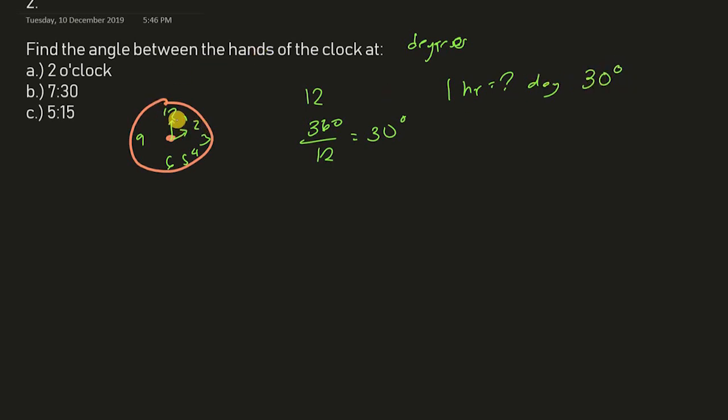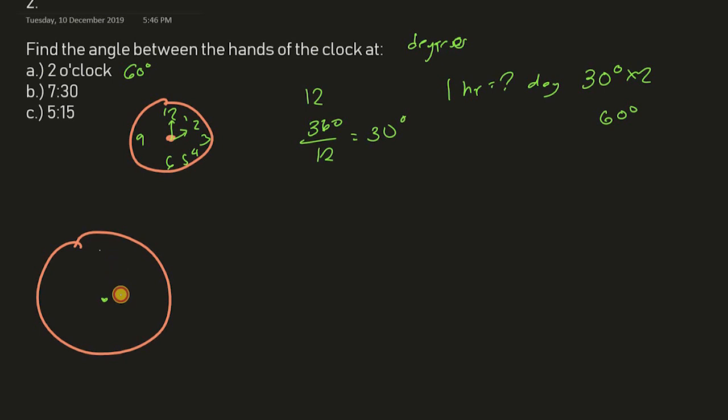So, kung mapapansin nyo dito, ilang oras ba? That's going to 1 and going to 2. Basically, that's 2 hours, which means it's 30 times 2. That's 60 degrees. Alright? So, at letter A, the angle between the hands of the clock is 60 degrees. Alright? 7:30 naman tayo. Let's draw another clock here.